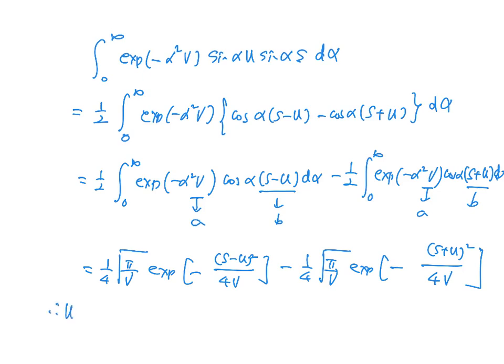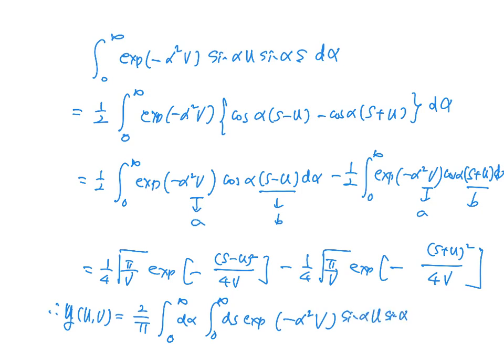So we have the final solution. So u is 1/2 pi times the integral over alpha of f(s) exponential minus alpha squared v sine alpha u sine alpha s ds. So if we substitute this into this, then we're too fast. So I will let you copy.